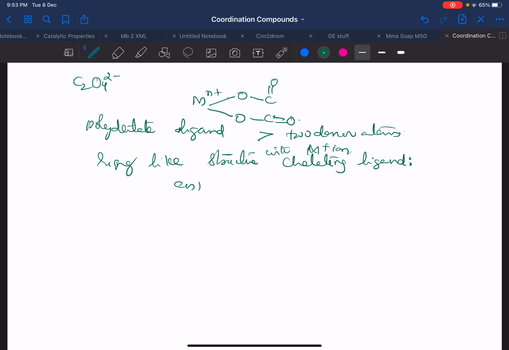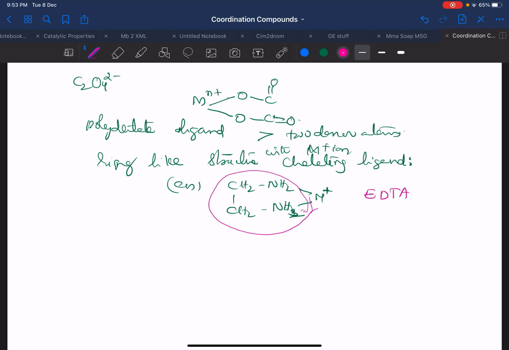For example, ethylene diamine, CH2NH2 and CH2NH2. Here there are two donor atoms. These two donor atoms are involved with the metal ion, so it will give a ring-like structure. So this one is called a chelating ligand. Another example is EDTA, that is ethylene diamine tetraacetic acid. It is also a chelating ligand.